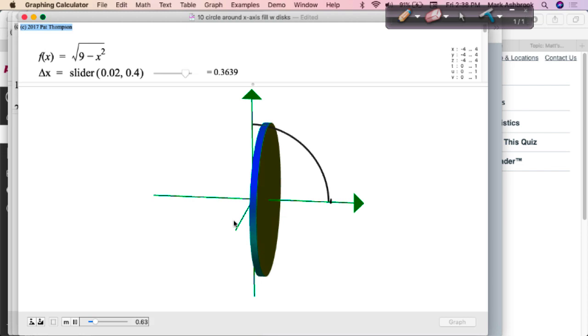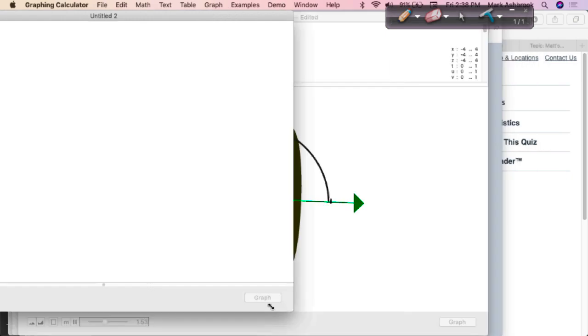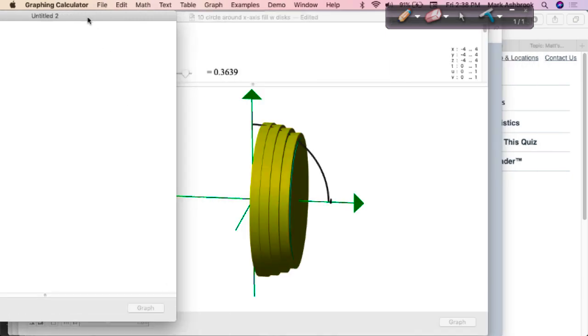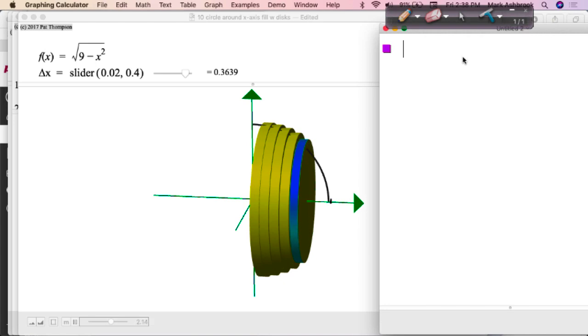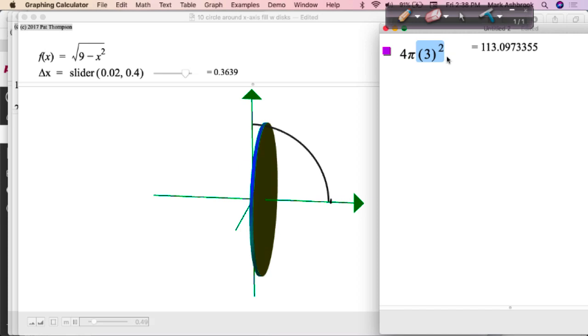Anybody remember the formula? 4/3 pi r cubed is volume, and then surface area was 4 pi r squared. So our radius is 3. We want the whole sphere? Yeah, take the whole thing over 2.